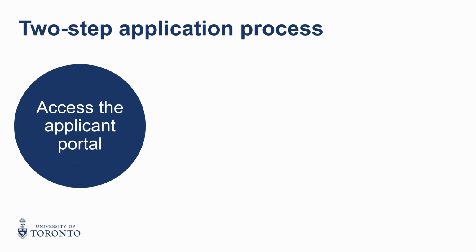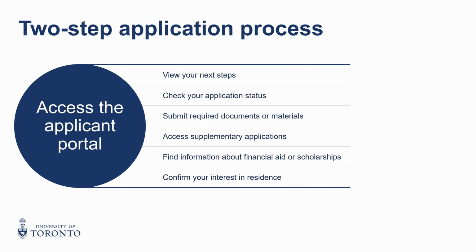About a week after you submit your application, you'll receive an acknowledgement email from us with instructions on accessing our applicant portals to complete the second step of your application. If you applied to engineering, you'll gain access to the engineering applicant portal. When you apply to anything else, you'll get access to the Join U of T applicant portal. In these applicant portals, you'll be able to see your next steps, check the status of your application, submit any required materials if needed, and apply for residence.